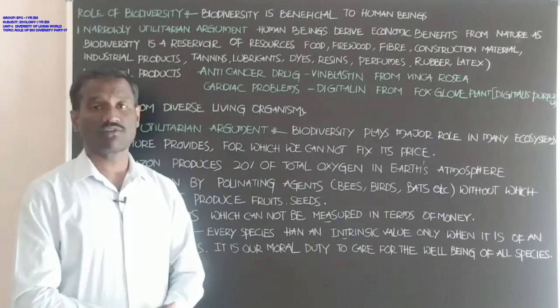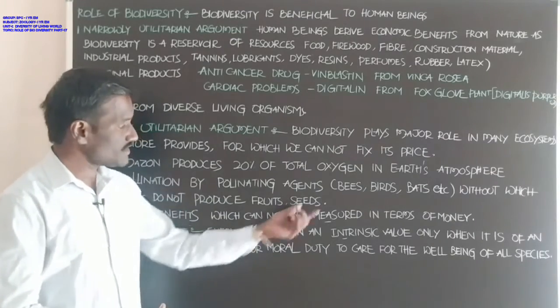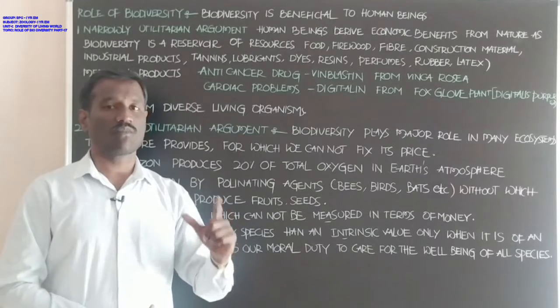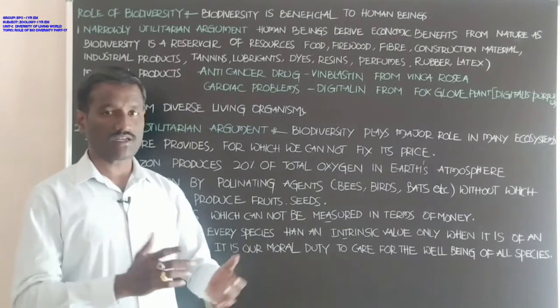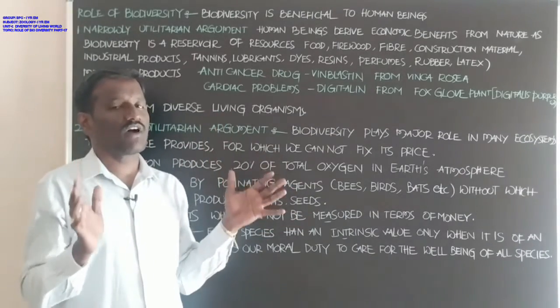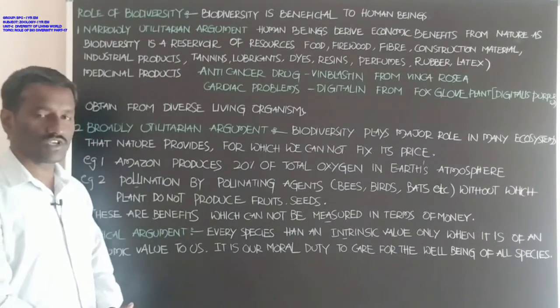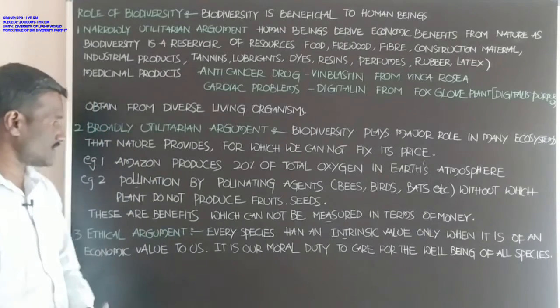The Amazon rainforest produces 20% of the oxygen. These are the animals which help in pollination between the flowers of plants. The entire process is not measured in terms of money. This is a role of biodiversity.